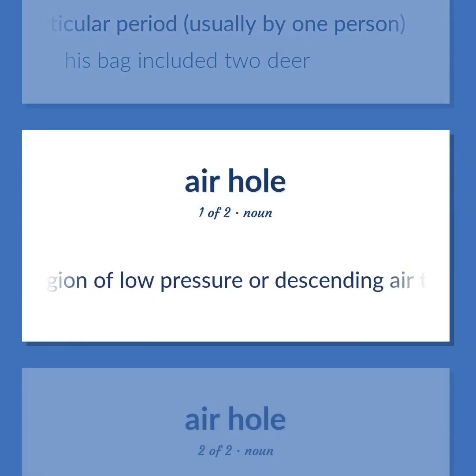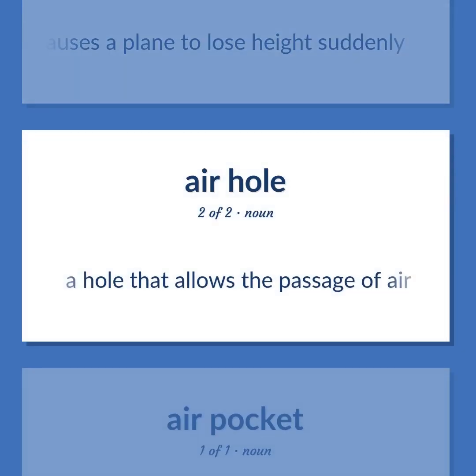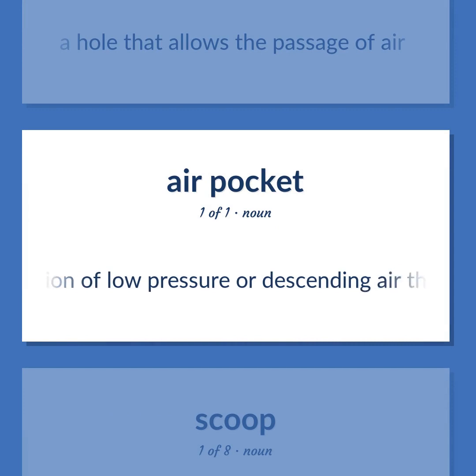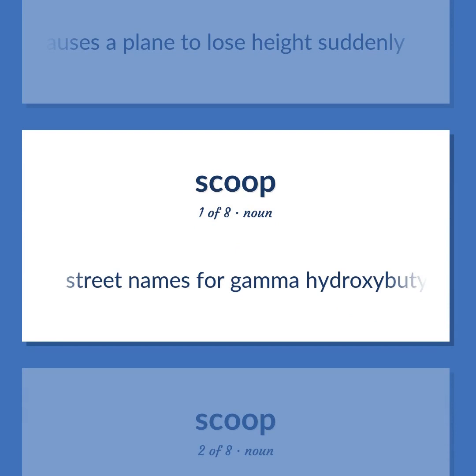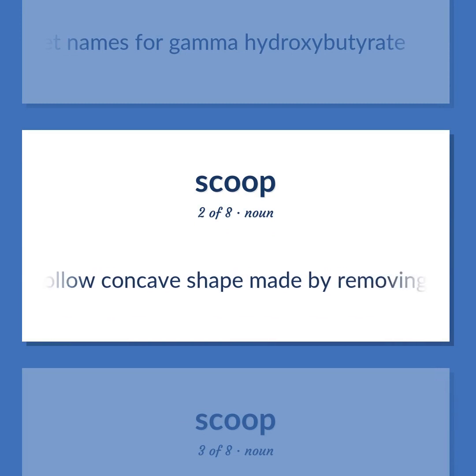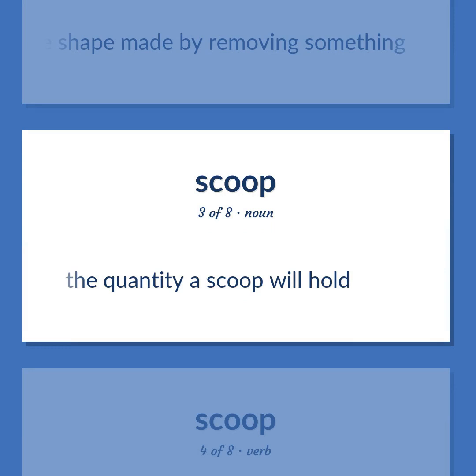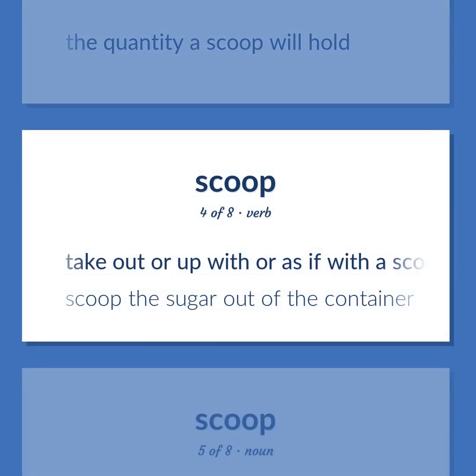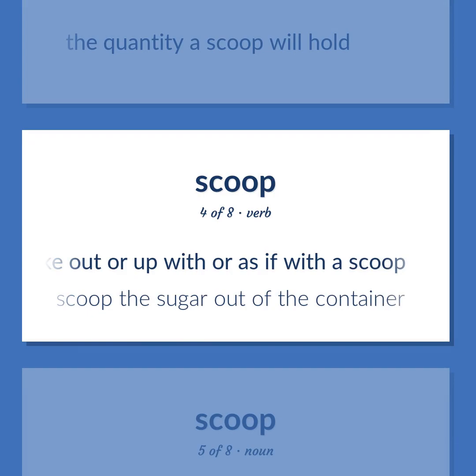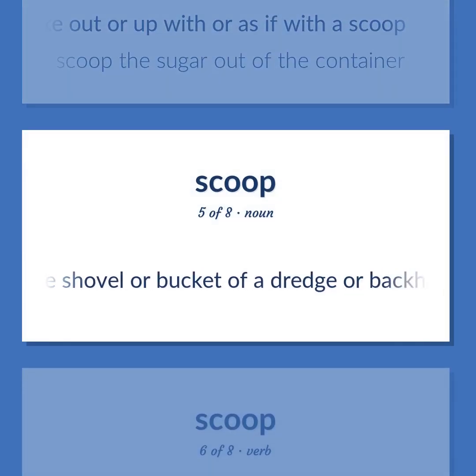A local region of low pressure or descending air that causes a plane to lose height suddenly. A hole that allows the passage of air. A local region of low pressure or descending air that causes a plane to lose height suddenly. Street names for gamma hydroxybutyrate. A hollow concave shape made by removing something. The quantity a scoop will hold. Take out or up with or as if with a scoop. Scoop the sugar out of the container. The shovel or bucket of a dredge or backhoe.